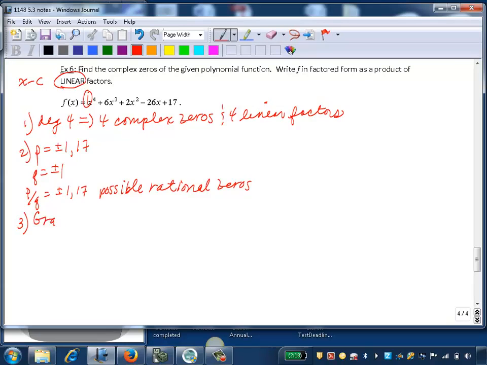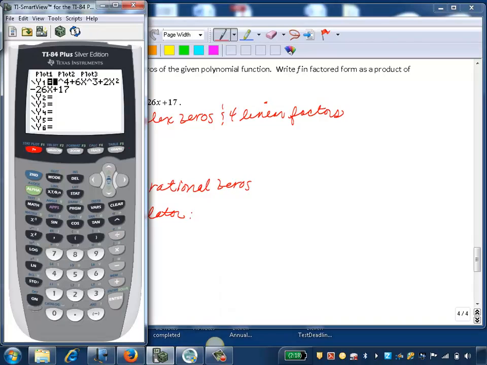Okay, now we want to graph on the calculator to give us an idea of what this graph looks like. So here's our function, x to the fourth plus 6x cubed plus 2x squared minus 26x plus 17. Now, as far as the window, if you look at our function, we can see that our y-intercept is 17. To find a y-intercept, we put a 0 in for all the x values. Those terms all just go away to 0, and you're just left with 17. So that constant is actually our y-intercept.